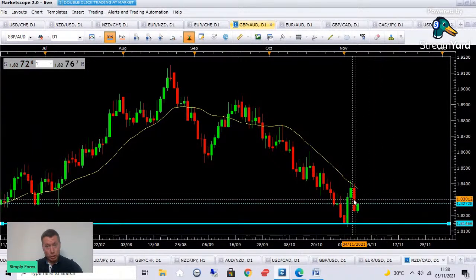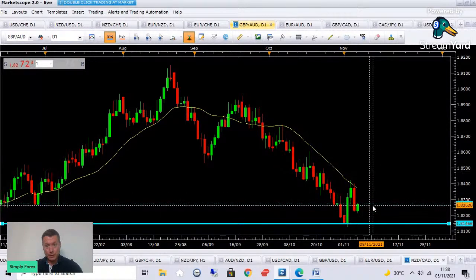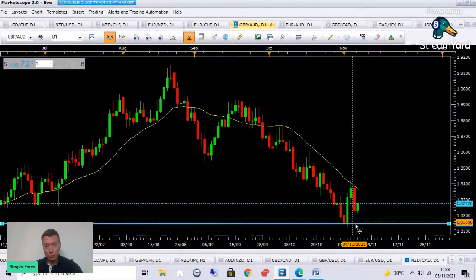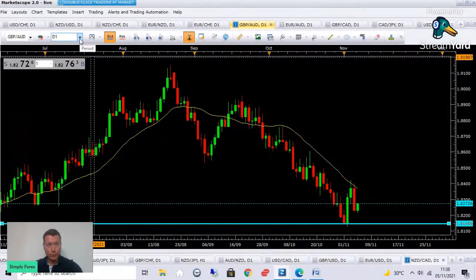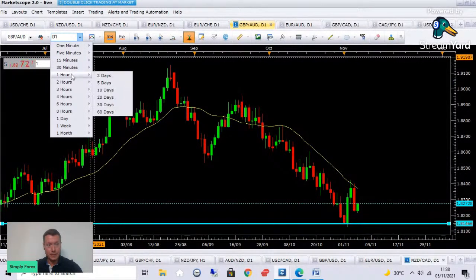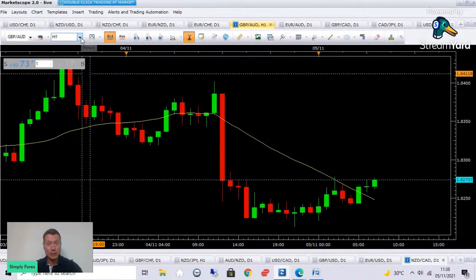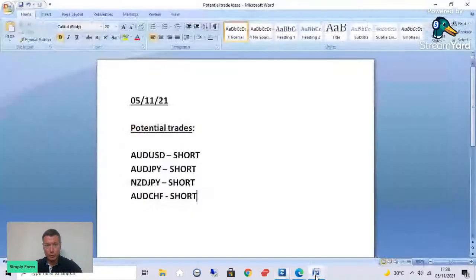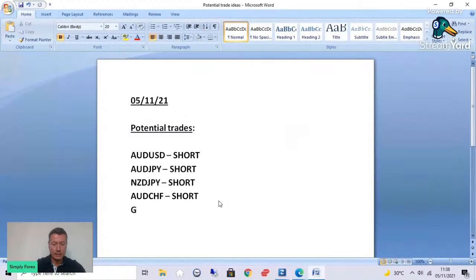So this large bearish candle, guys, I think this has potential to come back down to this low. All right, so let's look for the H1 for our execution. Actually, before we do that, let's put it onto our list of potential trades. GBP Australian dollar, short.